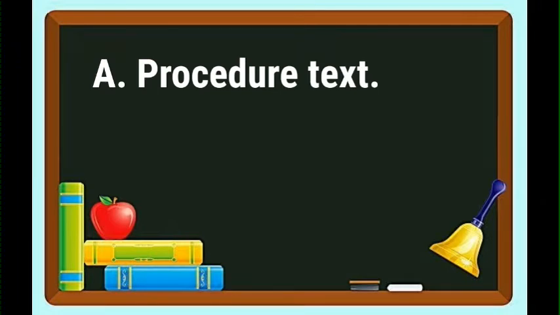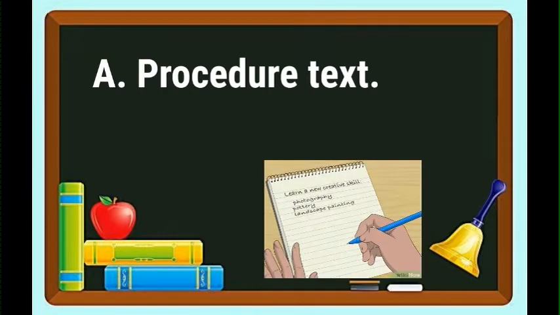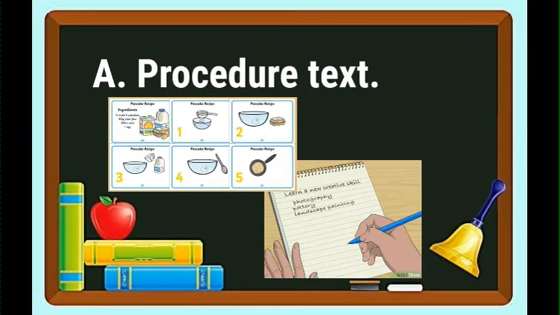For the very first, the genre of textbooks. A. Procedure text. Procedure text is a text that tells the reader or listener how to do something. Readers or listeners are able to get instructions for making something, doing something, and getting somewhere from the procedure text.